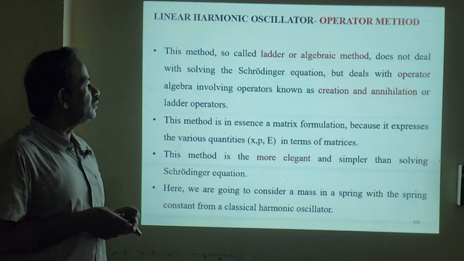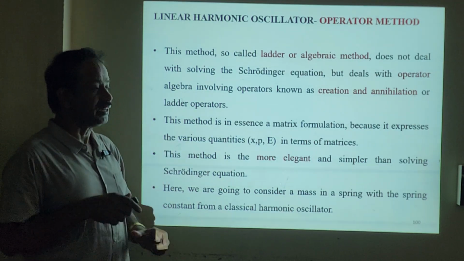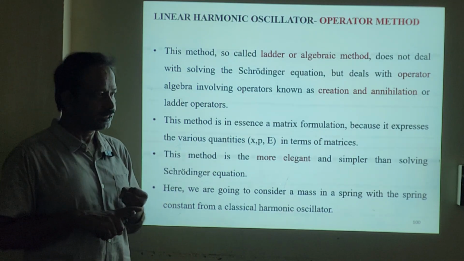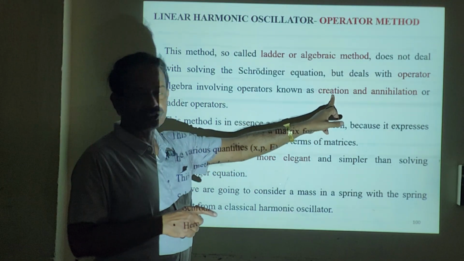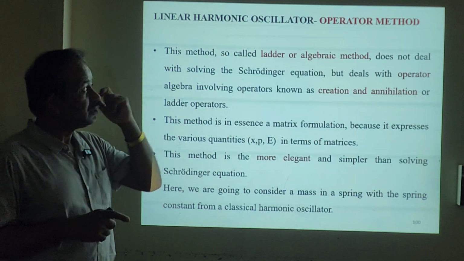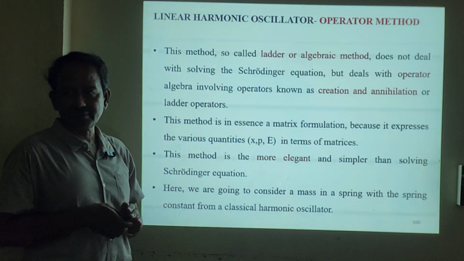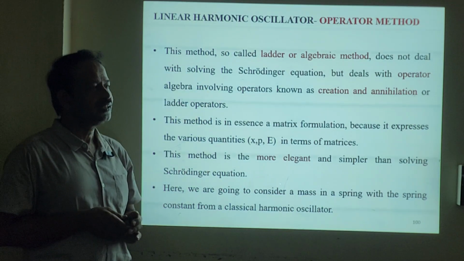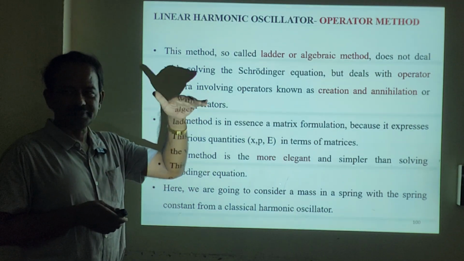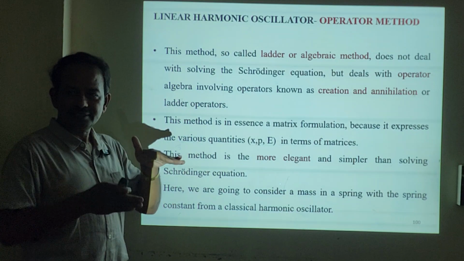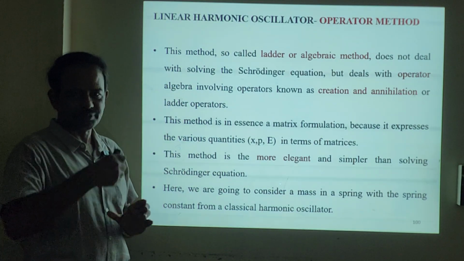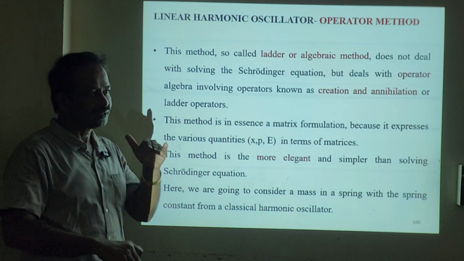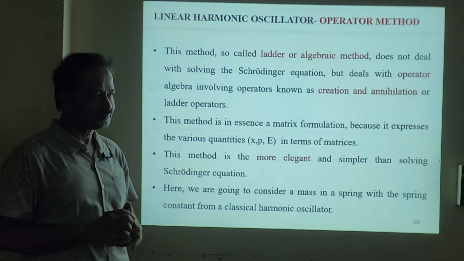This method is in essence a matrix formulation, because it expresses the various quantities, the creation operator and annihilation operator, in matrix form. As we said, it is a ladder method. In a ladder the steps are even, correct? In all ladders, the steps are even, one by one. Either we can go up or we can come down using a ladder, correct?